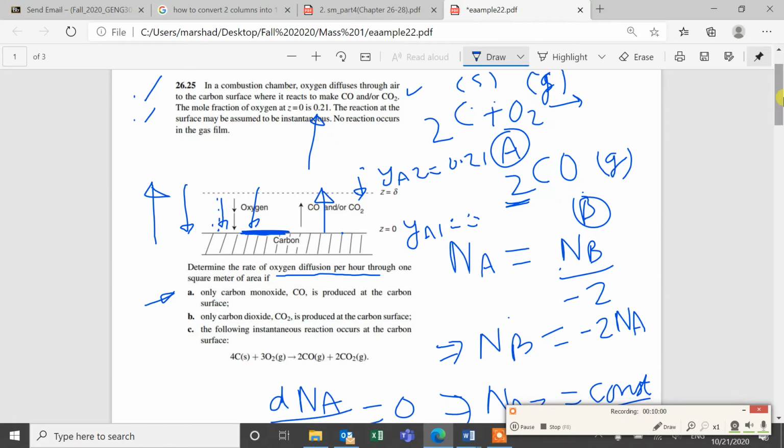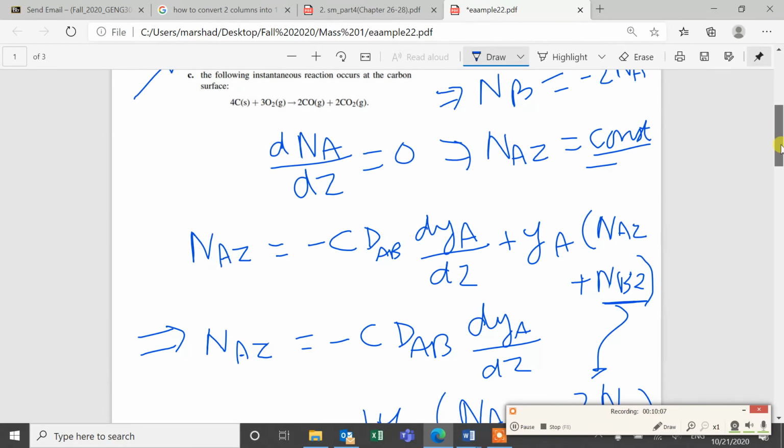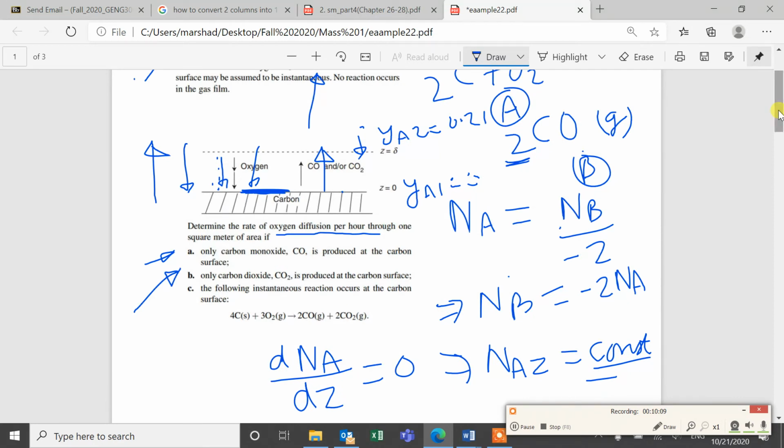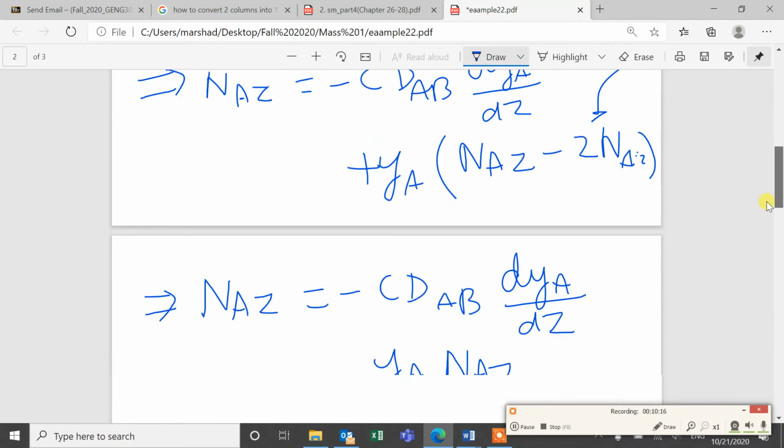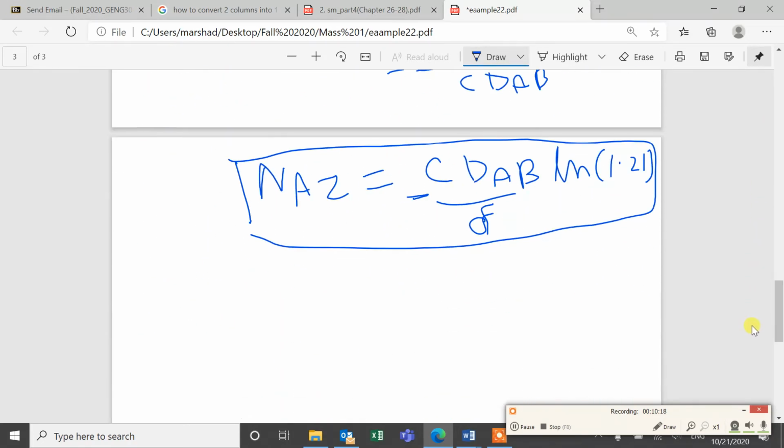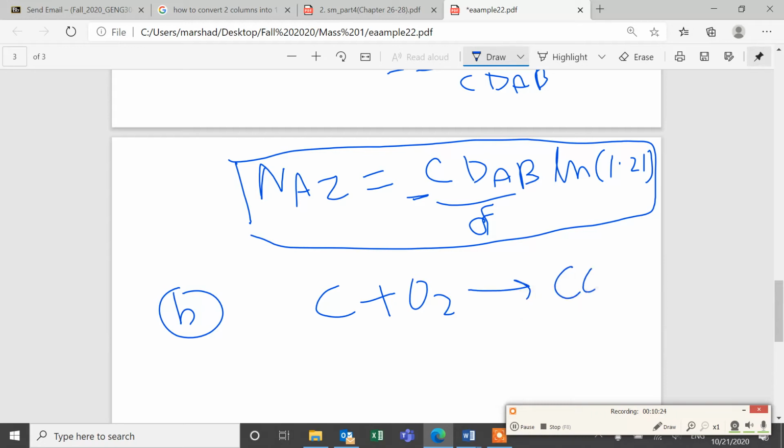Okay, now let's see this second case. I will not solve it completely, but I will solve for the case where only carbon dioxide is formed. So what will happen in this case? Part B, C plus O2 gives CO2 gas. Okay, this is also gas. So this is balanced now.